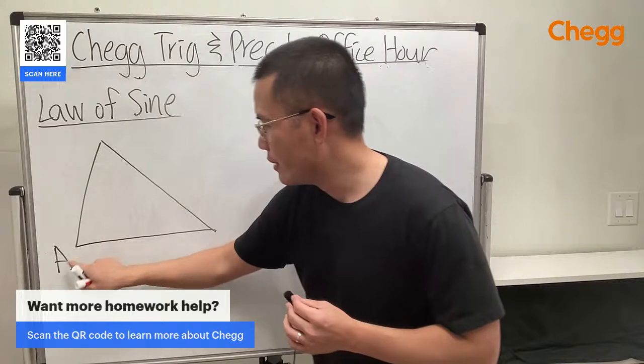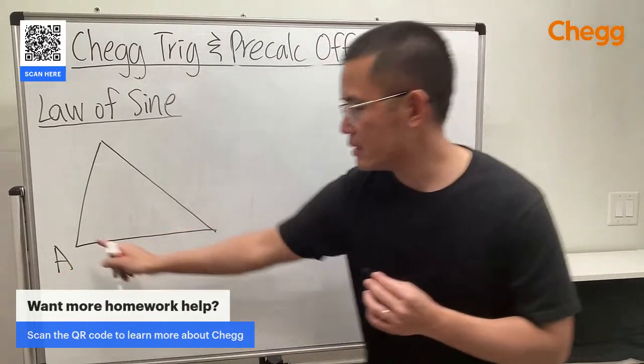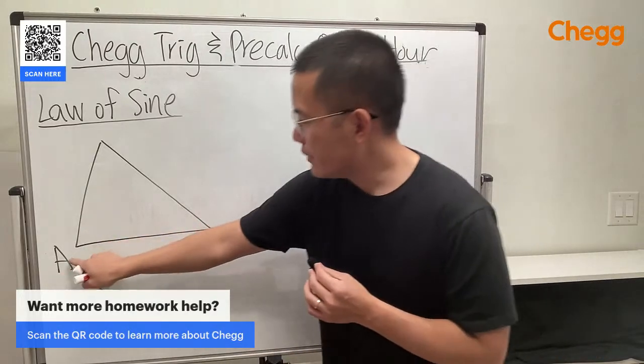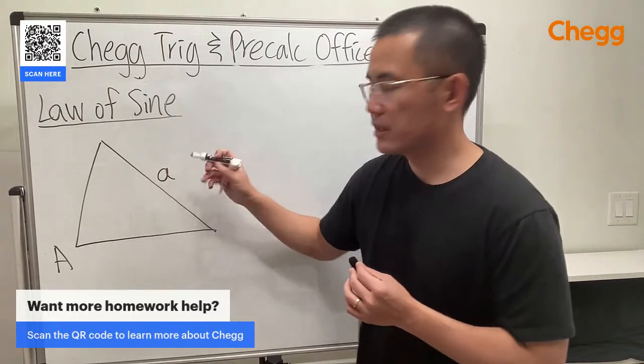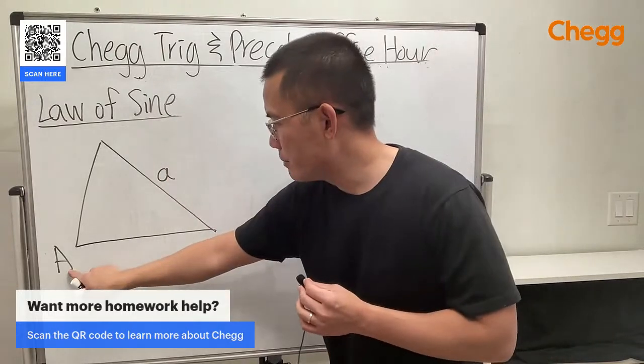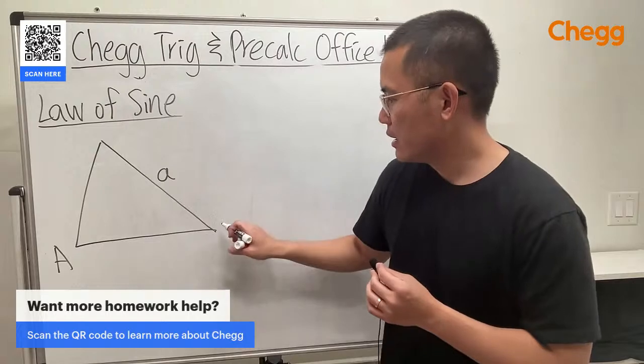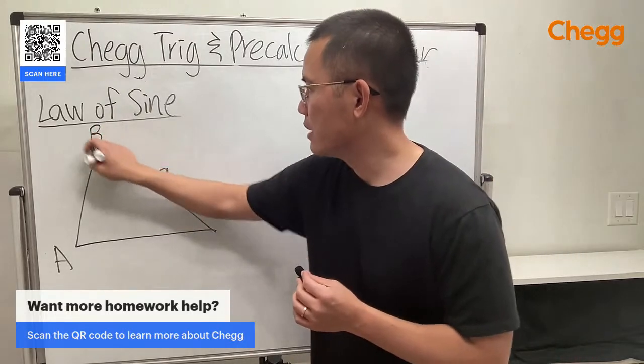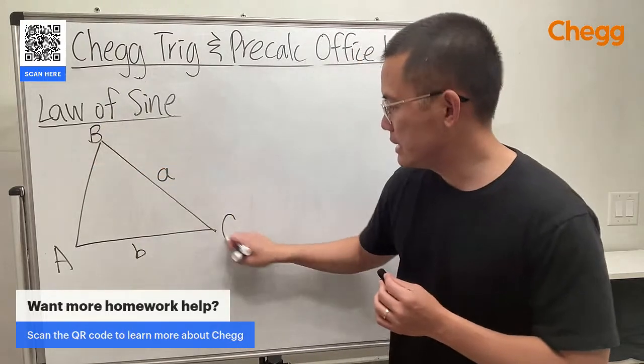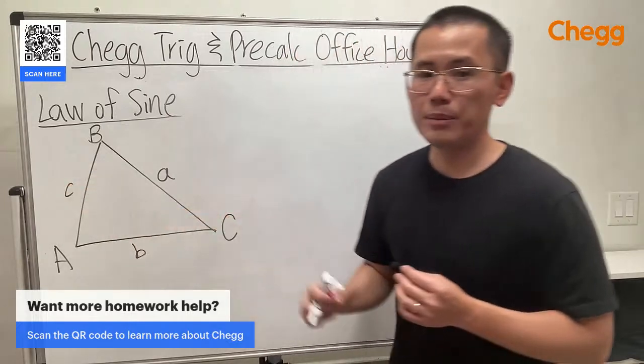This is how you label. Capital A for angles. This is this angle. And use lowercase for the side. So capital A, lowercase a. And then let's go right here. Capital B, lowercase b, capital C, lowercase c. So that's how you label it.